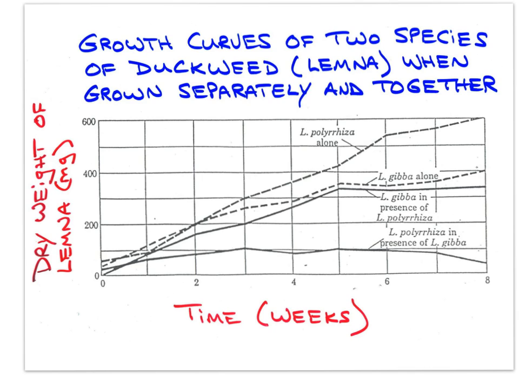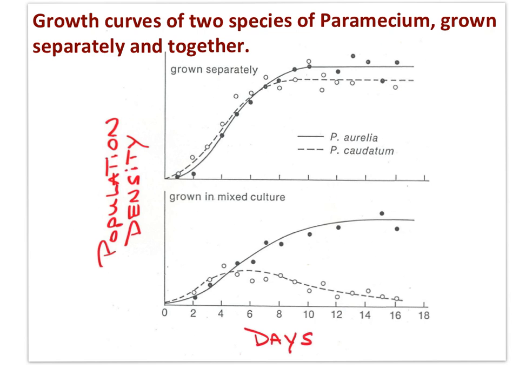Remember that due to competitive exclusion, when the 2 species are grown together, one species, Gibba, outcompetes Polyrhiza. Here are the growth curves of 2 species of Paramecium, grown separately and then grown together in a mixed culture. When the populations are grown separately, the 2 curves approximate the theoretical S-shaped growth curve. But due to competitive exclusion, when the 2 species are grown together, one species outcompetes the other.